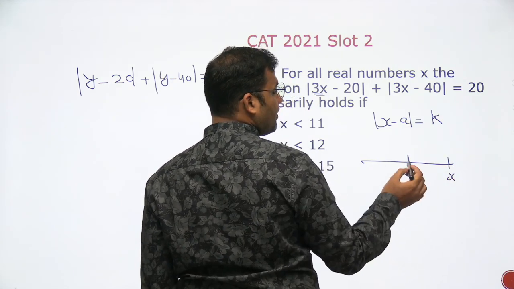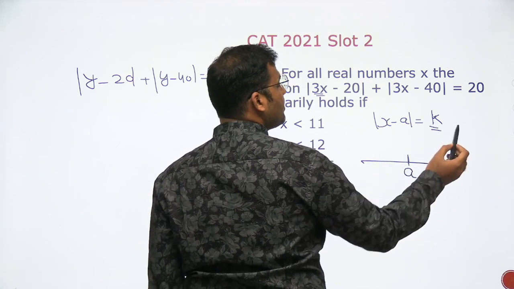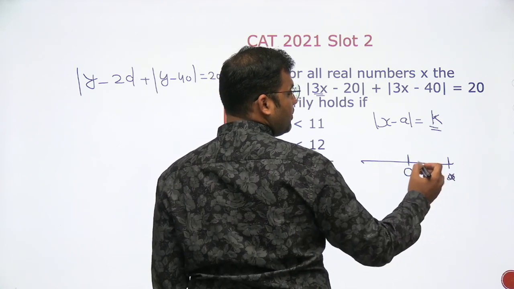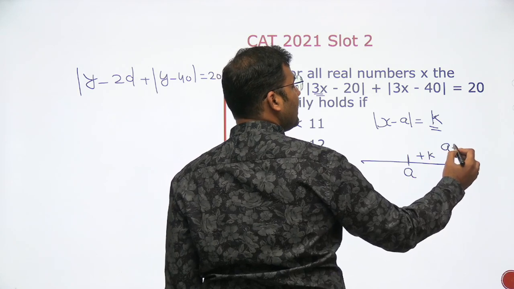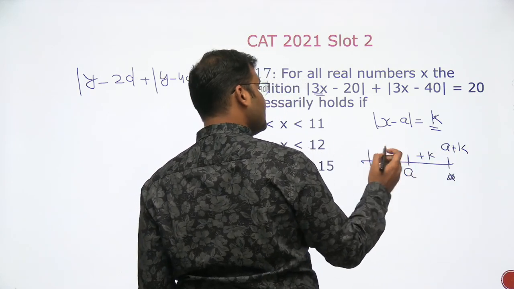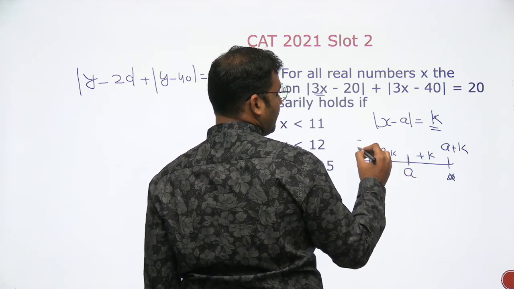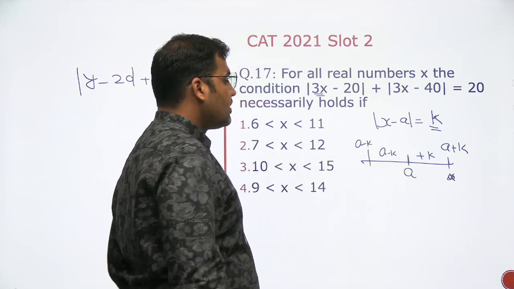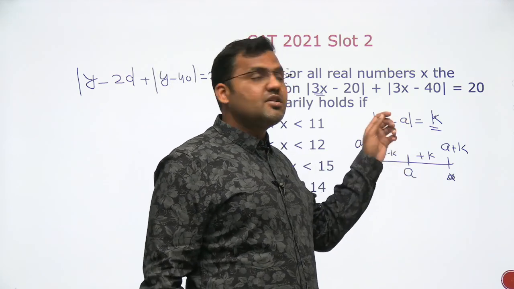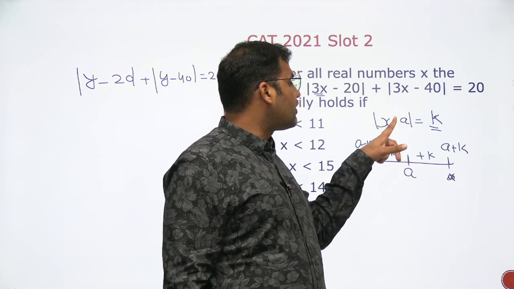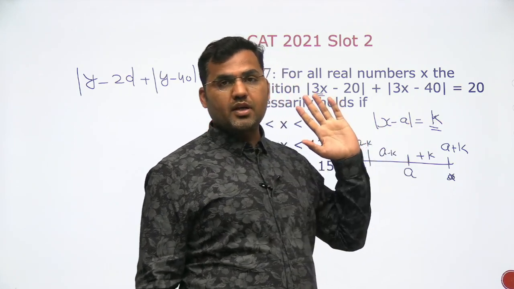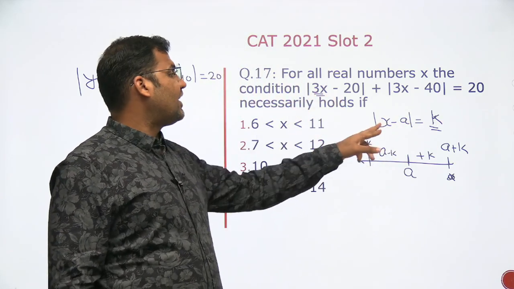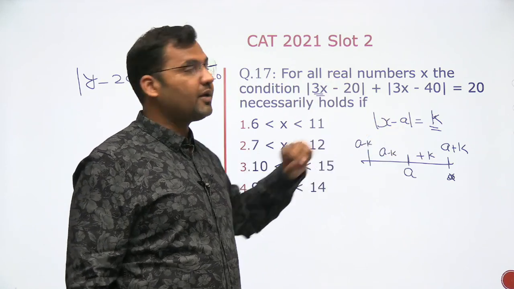Distance of x from the origin a is equal to k. So x की वैल्यू a के राइट हैंड साइड में a plus k भी हो सकती है और लेफ्ट हैंड साइड में a minus k भी हो सकता है, राइट? So x minus a is nothing but the distance of x from the origin a, that value is equal to k. This is how you are supposed to read it. x minus a is nothing but distance of x from a, right?